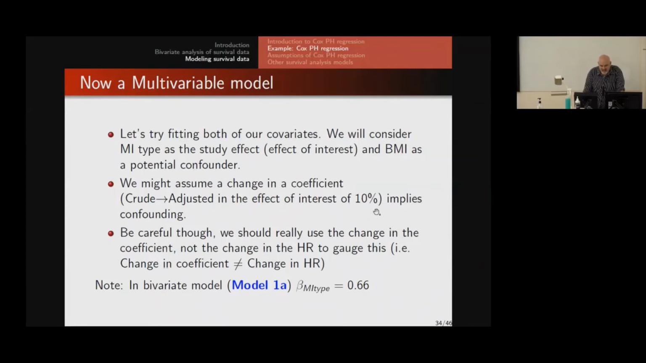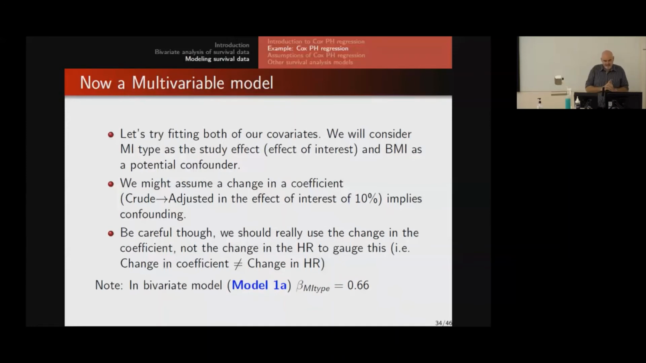So we could set that, say, as a change of 10% or a change of 20%. I tend to vary it depending on what type of study it is. For example, if it's an exploratory study, it might need to be much higher. But in a study like this where I have a particular study effect, I might be a little bit more rigorous with it.